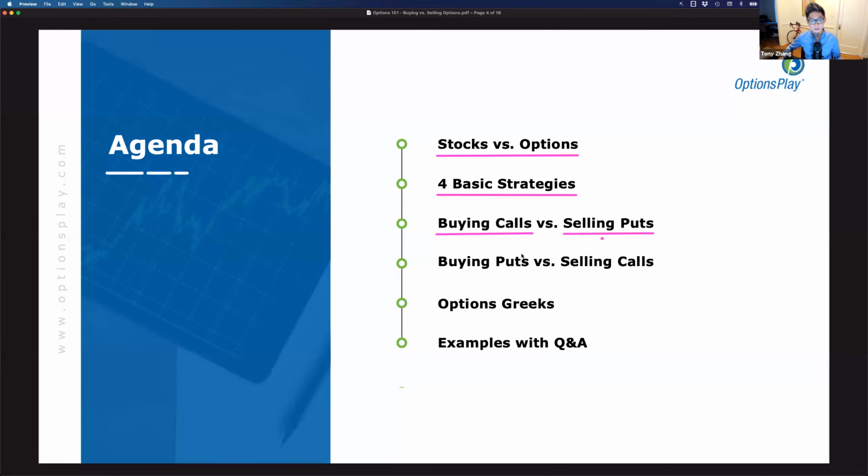They're mirror images of each other. But if you think of it from buying calls to selling puts, you start to get a better understanding as to the difference between buying versus selling. And then we'll do buying puts and selling calls. We'll do a brief review of option Greeks and why that's important, especially for those of you that are relatively new. And then we'll try to cover as many examples as possible as we go along and open this up for Q&A here at the very end.